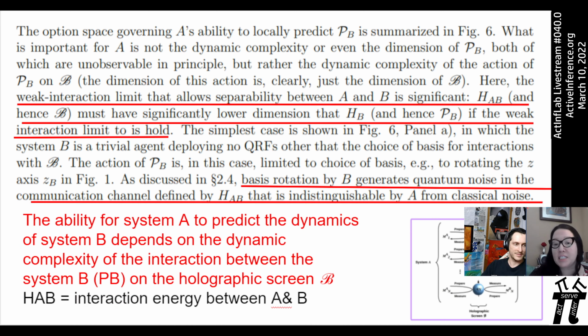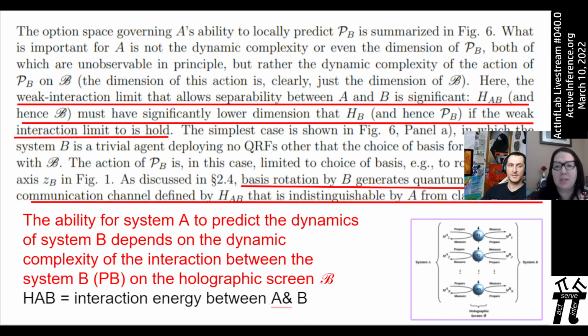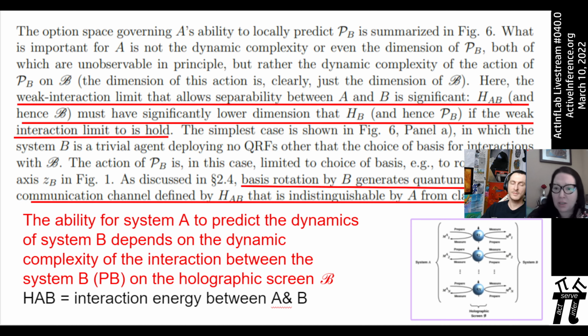So the ability for system A to predict the dynamics of system B depends on the dynamic complexity of the interaction of system B, which is PB, on the holographic screen. So what is B writing to the holographic screen? Like, what is my refrigerator writing to the holographic screen? I would say that's a trivial system, right? It's like outputting a little bit of heat. It keeps my food a little bit cold most of the time. So I can, with pretty good reliability, predict the dynamics of my refrigerator.